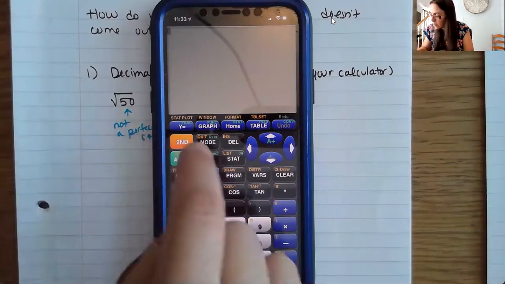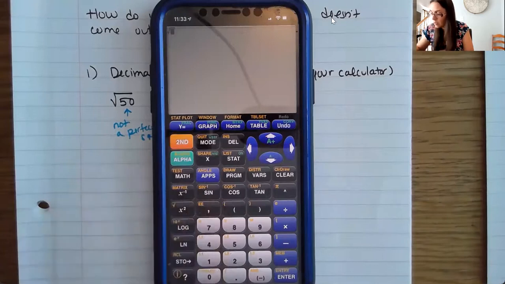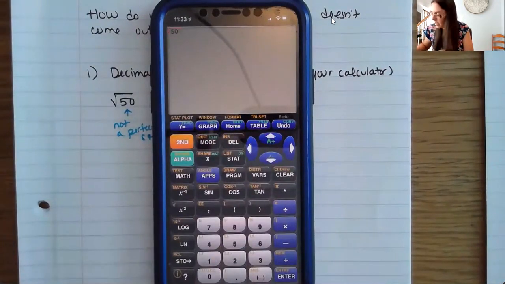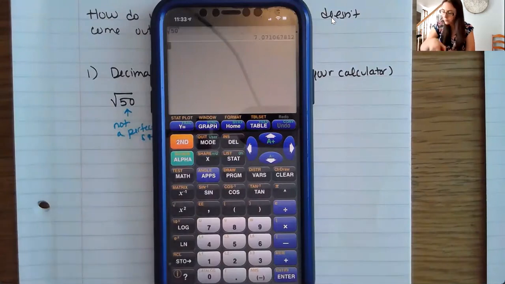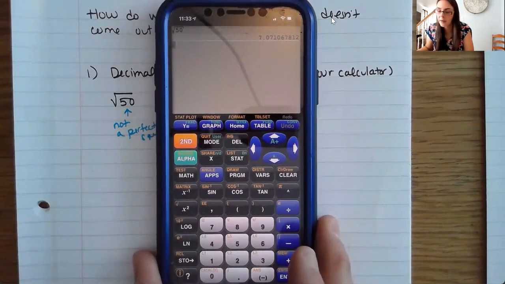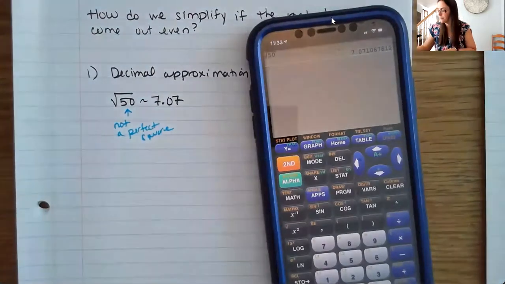So I press second, and then I hit that X squared, so that square root button, and you'll see that it comes up here. And then I can type in 50 and hit enter. And it will give me an approximation. So I'm just going to round this to 2 decimal places. So it's going to be about 7.07, so about 7 and 7/100, right? So I'm just using my calculator as an example here.